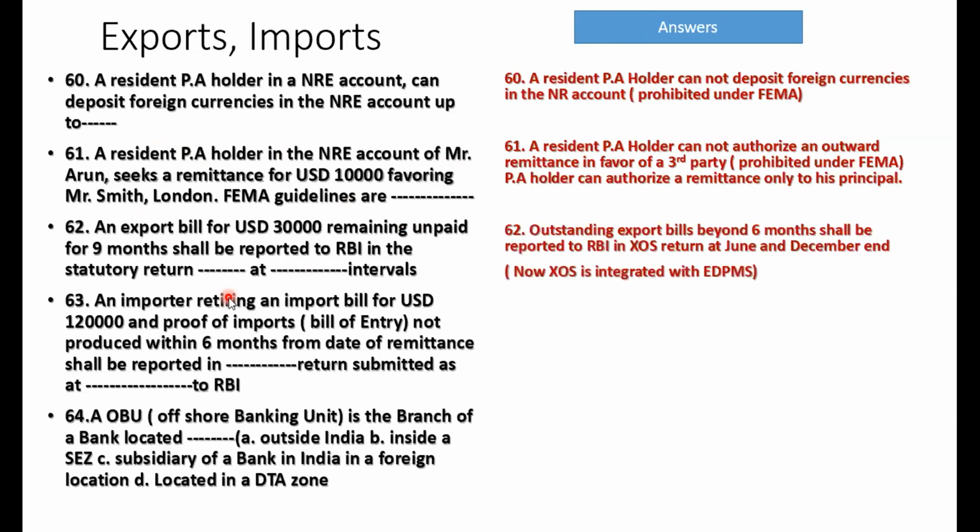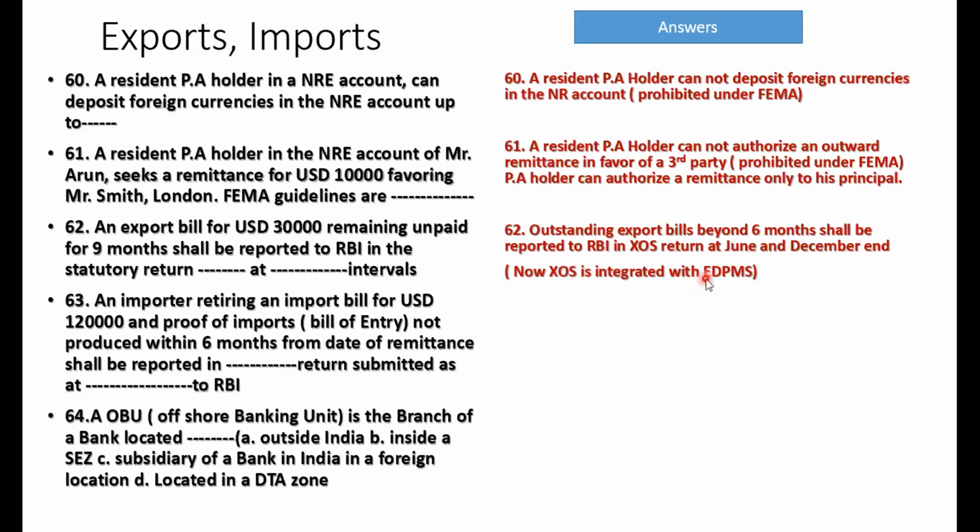And here, yes, see: an outstanding export bill for $3,000 remaining unpaid for 9 months shall be reported to RBI in which return? The return is known as XOS. Now it is not prepared in the branch.